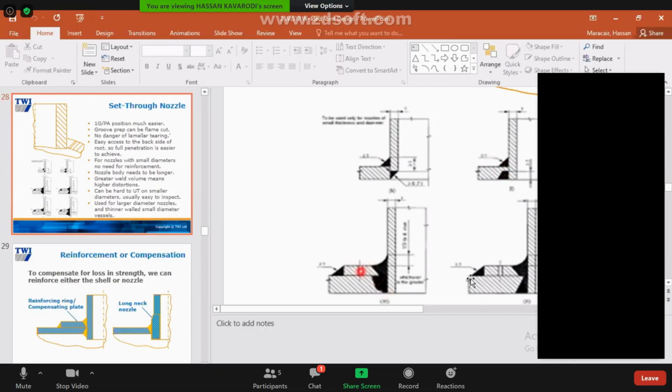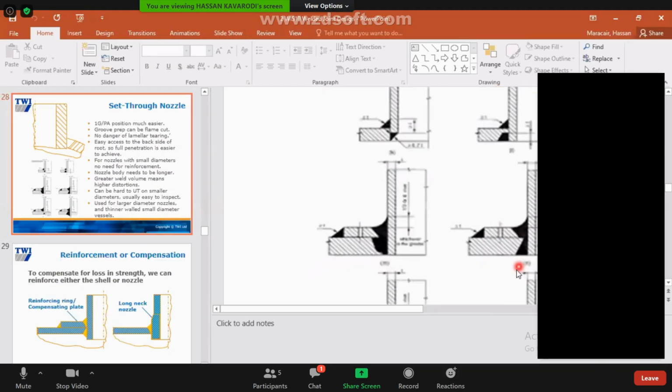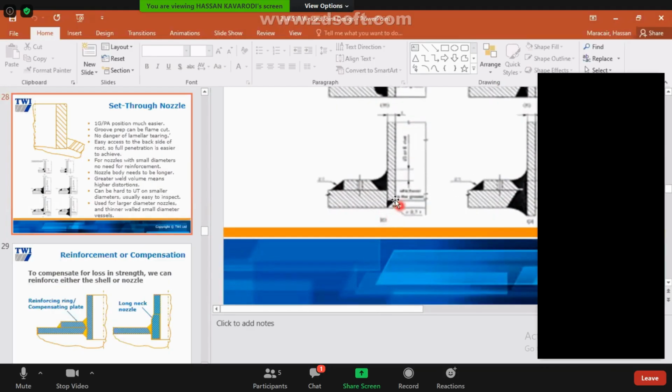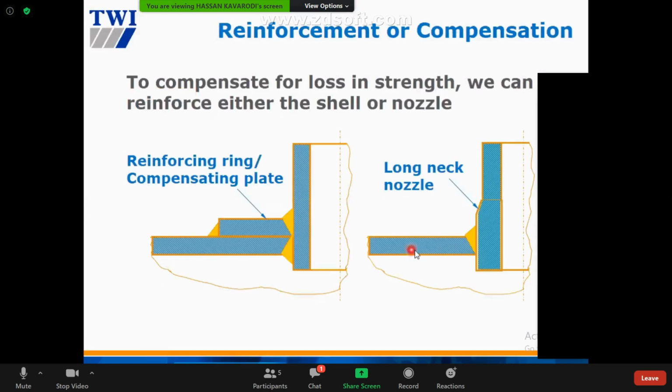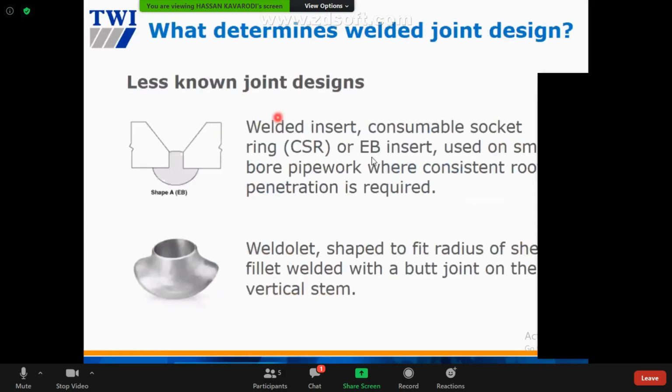Yeah. Here we have a single bevel, weld from inside and then outside reinforcement and weld again. Another example here, we have fillet weld, reinforcement and then fillet weld. Here, single bevel from inside, weld from inside and also reinforcement weld from outside. Okay. This is talking about reinforcement or compensation. And this one is talking about the CSR or EB, meaning electric bolt.